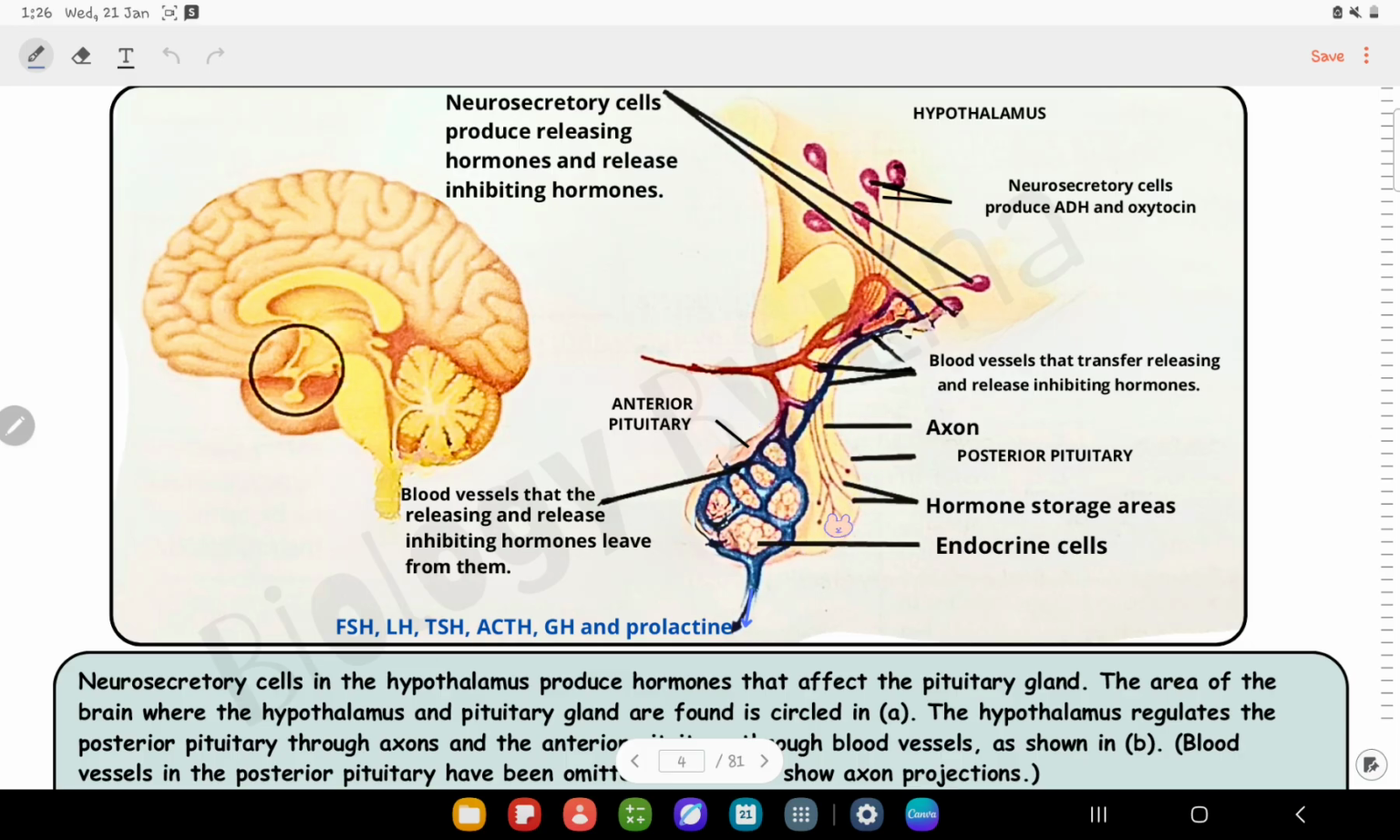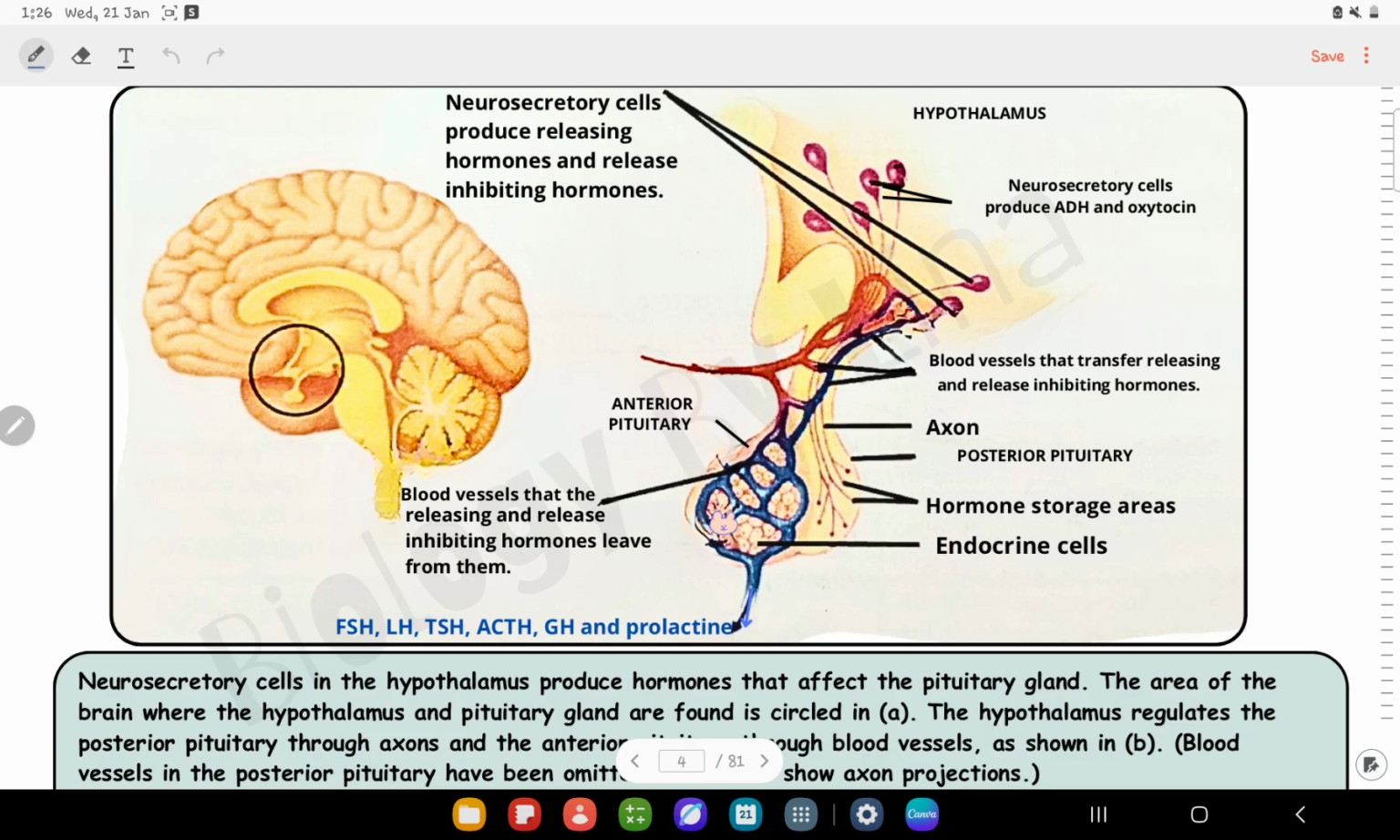This pituitary gland has two main parts, anterior and posterior. The posterior has no ability to produce any hormone, it only stores the ADH and oxytocin and then releases them when the body needs them. While the anterior pituitary gland has the ability to produce and secrete 6 hormones: FSH, LH, TSH, ACTH, GH, and prolactin. All of these 6 hormones are secreted from here, from the anterior pituitary gland.